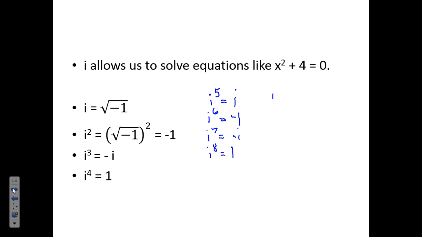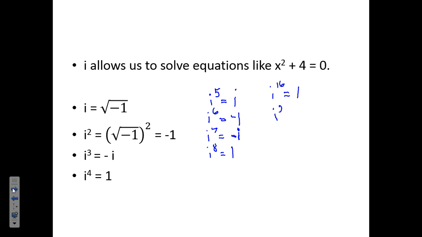So what would i to the 16th be? +1. Anything divisible by 4 is going to be a +1. Okay. i to the 7th was supposed to be a -i, if I'd written it well. Okay. i to the 5th was i, yep.